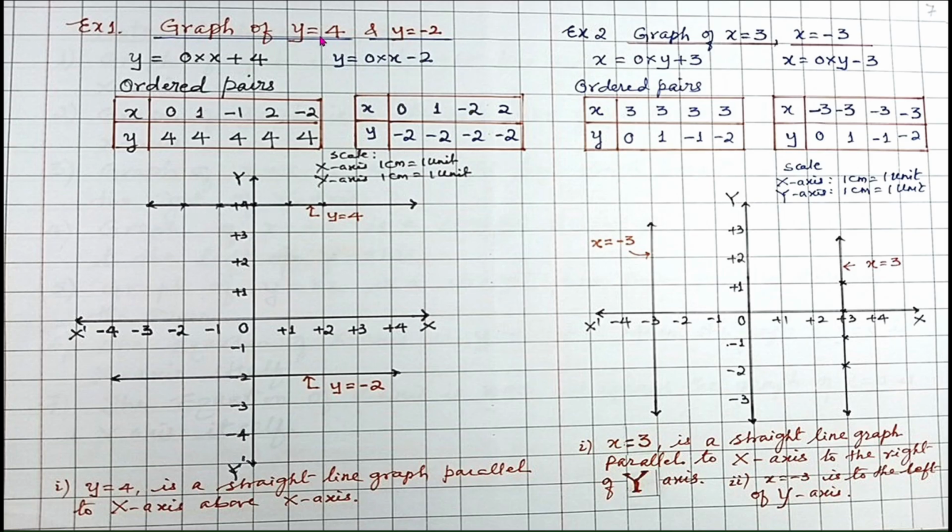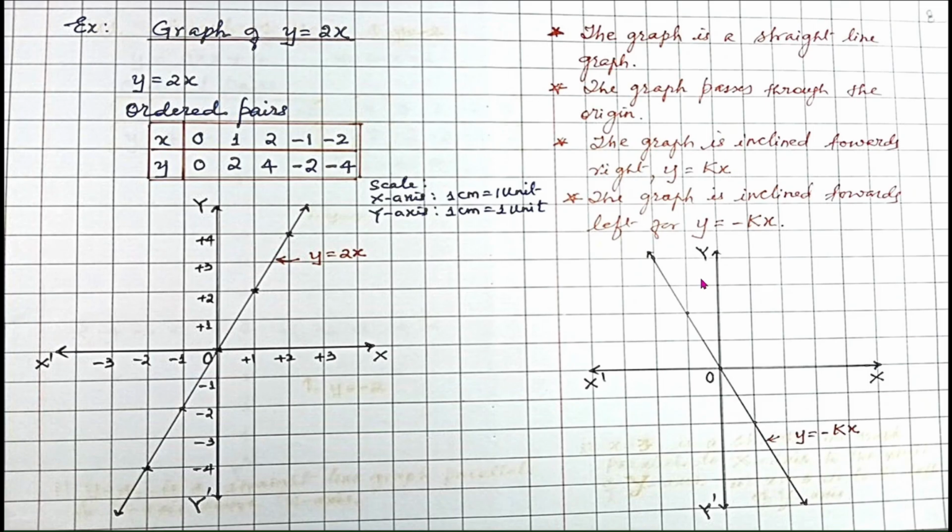When we draw the graph of y is equal to 4 or y is equal to minus 2, we have graphs which are parallel to the x-axis. When we draw x is equal to 3 and x is equal to minus 3, we have graphs which are parallel to the y-axis. Remember that. Now one more important graph, that is the graph of y is equal to 2x, or we can generalize it as y is equal to kx. Let us see what the graph is here.